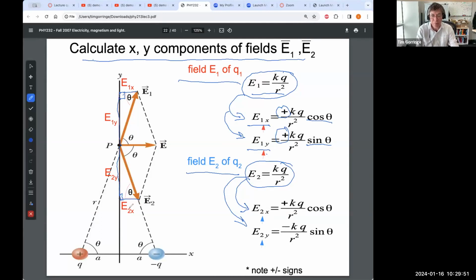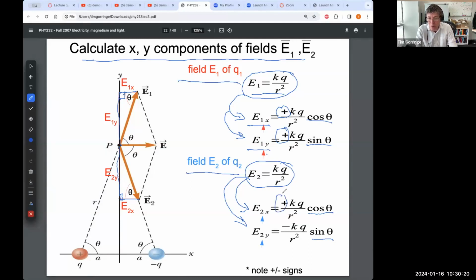If we want the x component, E2x, we just have to multiply the hypotenuse by cosine theta. If we want the y component, we just have to multiply the hypotenuse, the magnitude of the field, by the sine of the angle in this triangle to get the opposite side. That's what I did here. Multiplying by cosine theta gives me the adjacent, that's the x component. Multiplying by sine theta gives me the opposite, that's the y component.